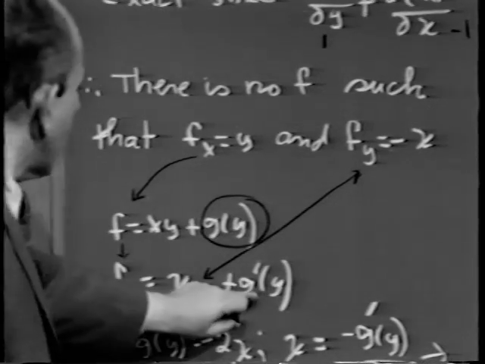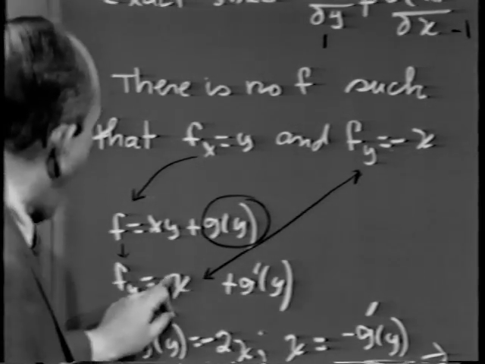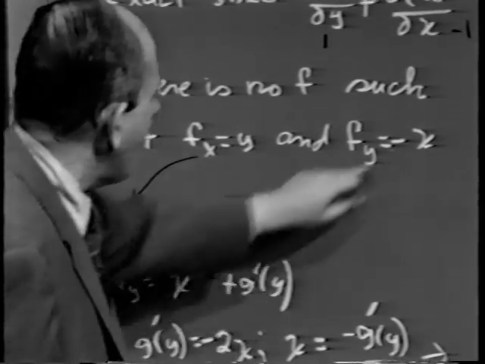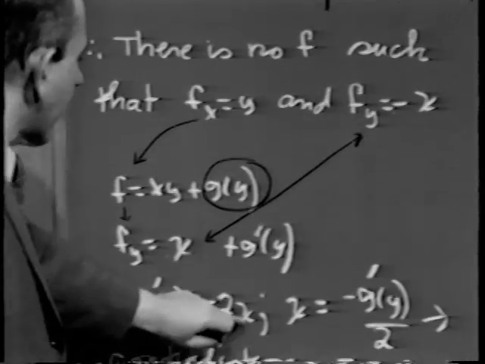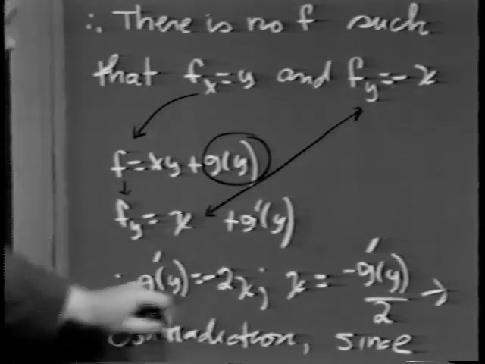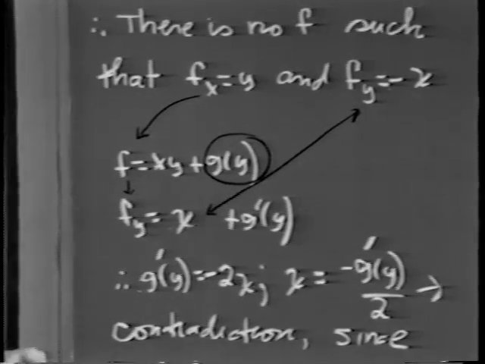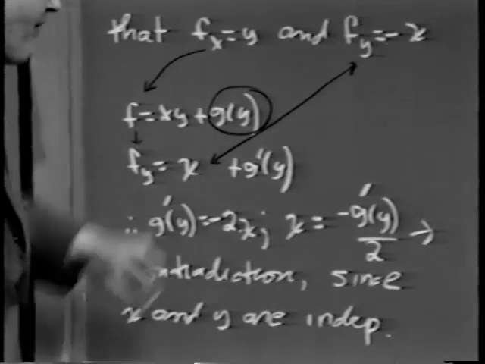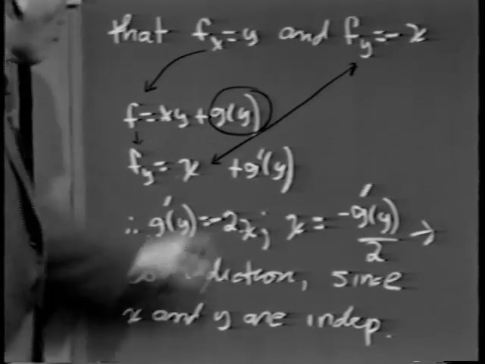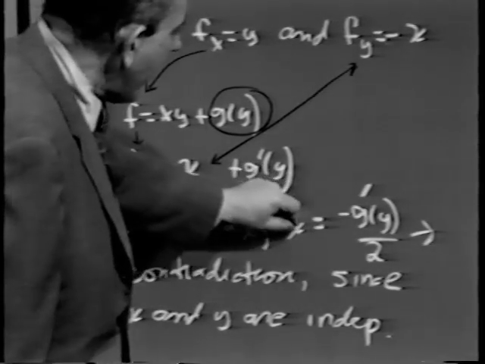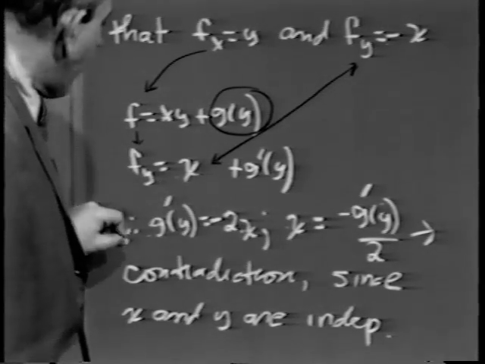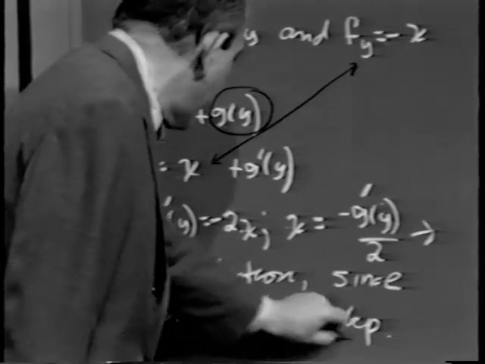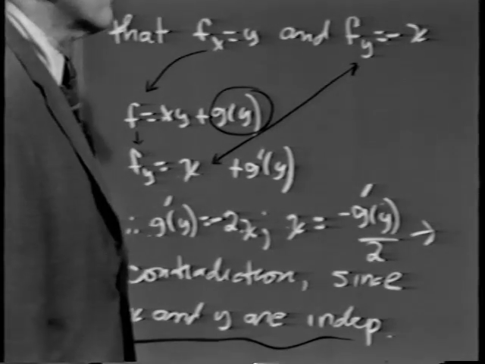And equating these two expressions says that x plus g prime of y must equal minus x. Transposing says that g prime of y is minus 2x. And this is a contradiction, because look at g prime of y as a function of y alone, and here we have it equal to some function of x. Or another way of looking at it, this says that x depends on y. x is some function of y, which is a contradiction since we assumed that x and y are independent variables.